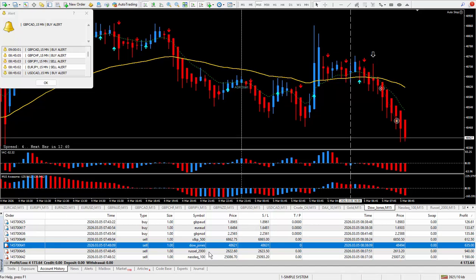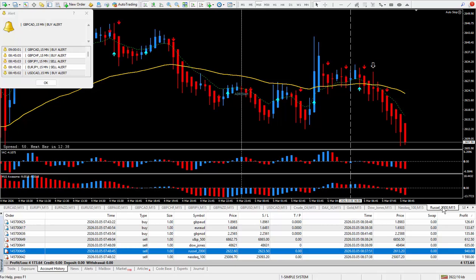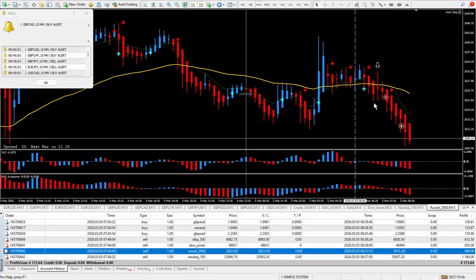Okay, let's move on to the next trade, which is the Russell. Russell pays $10 for each tick. Looking at the money, looks like we're looking for 94. So let's drag and drop this up, see where it got in at.